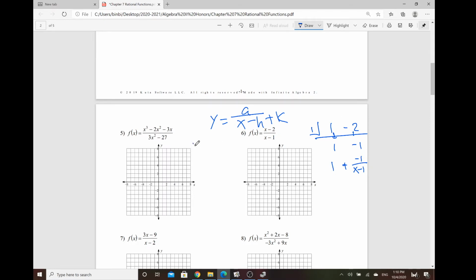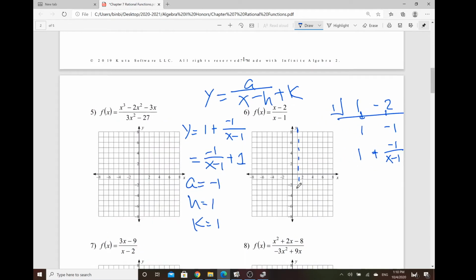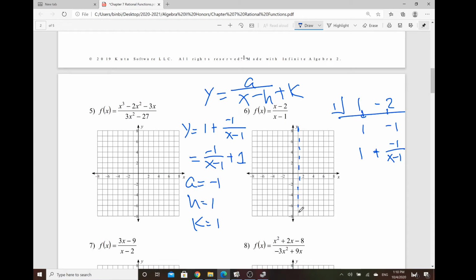So that means f of x can be written as 1 plus negative 1 all over x minus 1. If you just swap those terms, we have negative 1 over x minus 1, plus 1. So again, identifying the values of a, h, and k. We have a equals negative 1, again reflected over the x-axis because it's negative. It's a normal curve. And then h is 1, and k is 1 also. So we start with the vertical asymptote, h equals 1, and then the horizontal asymptote, k equals 1.